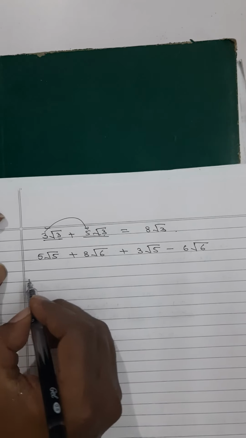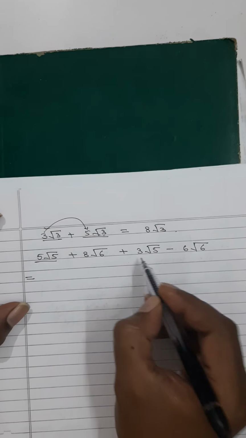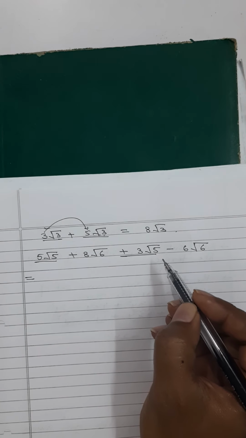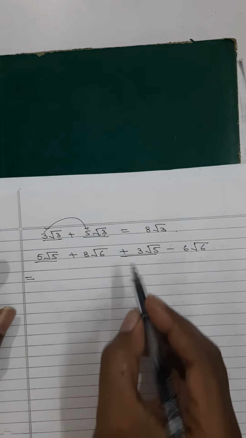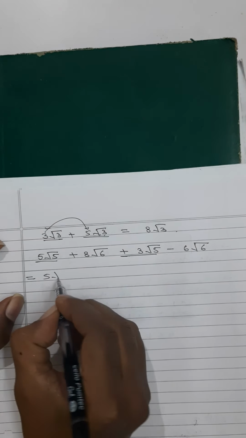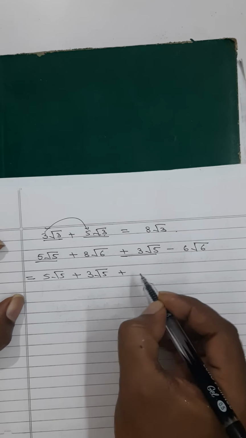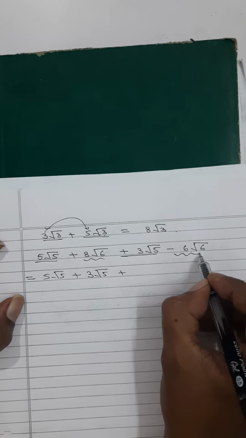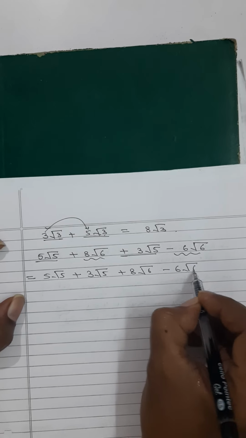So I think you must have solved by now. So now you can counter check whether you have done the same thing. What we will have to do is bring this 5 root 5, 3 root 5 together. I will get 5 root 5 plus 3 root 5 plus, now this will come together with their signs, of course, 8 root 6 minus 6 root 6.